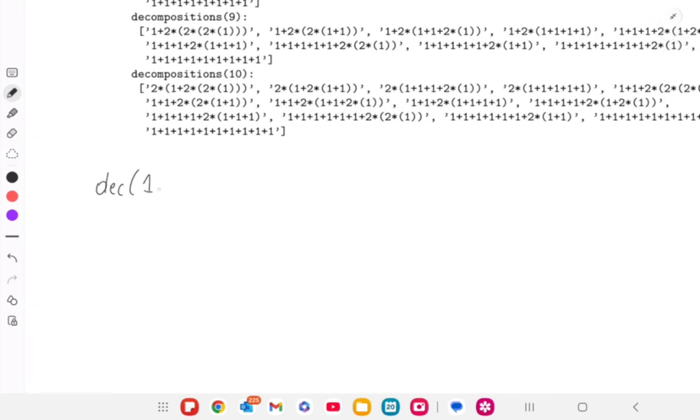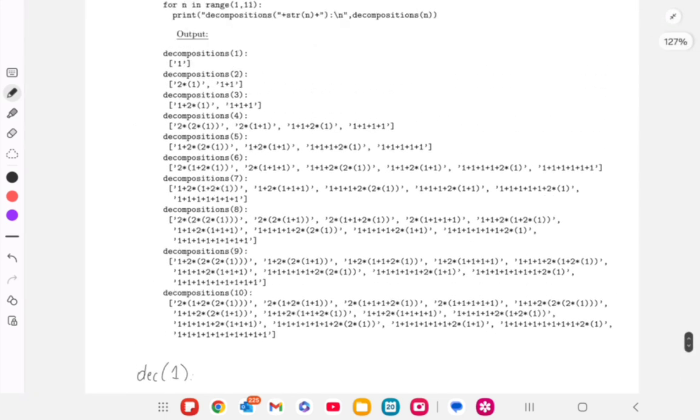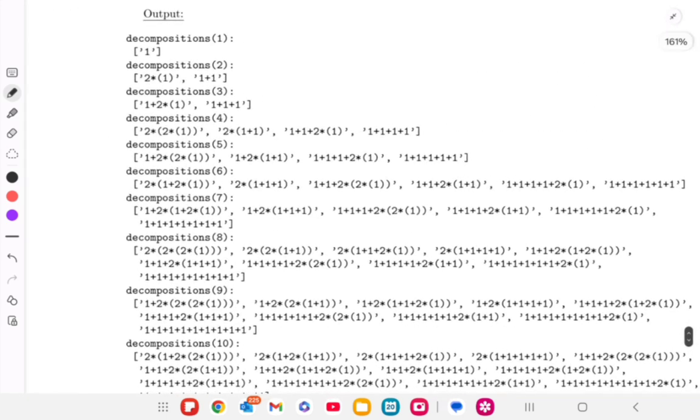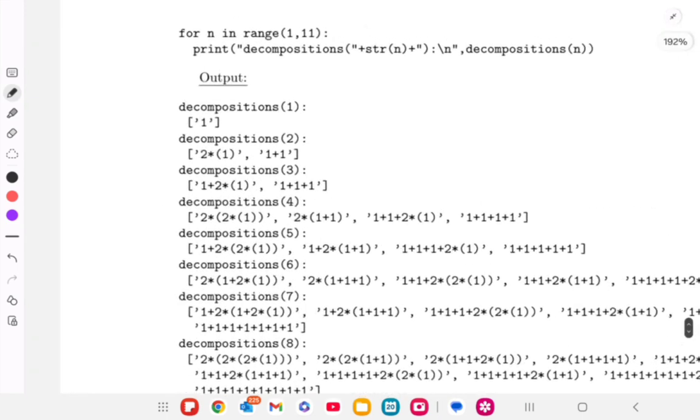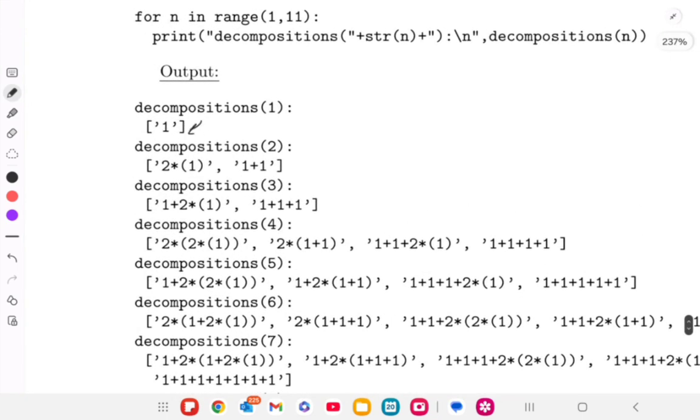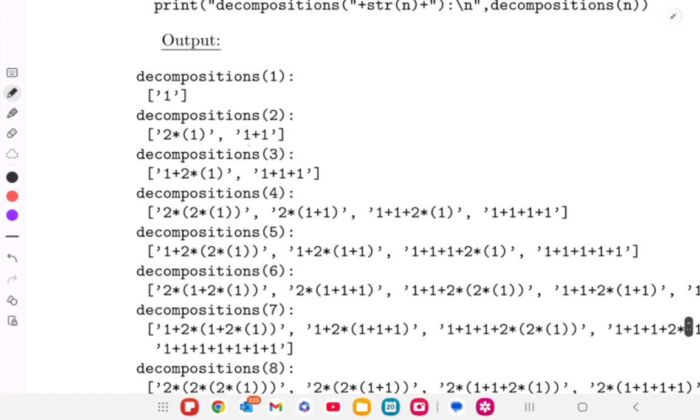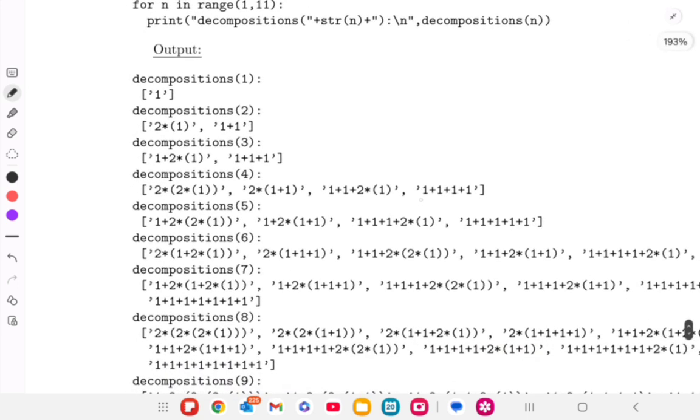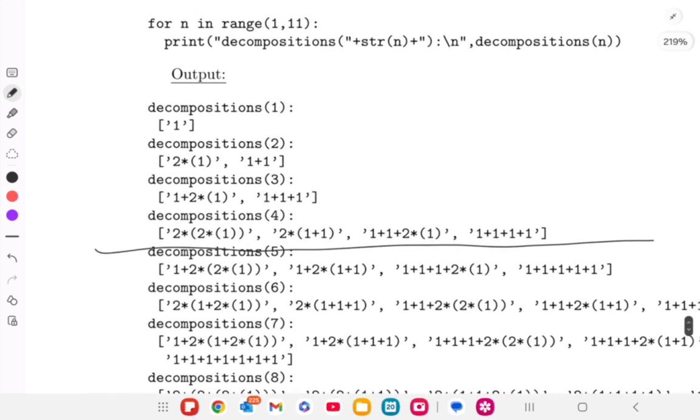So let's see decompositions of 1, which is given here. Actually, here it gives us examples, so it's very handy, right? We have only 1, fine. Decompositions of 2, we have 1 plus 1 and 2 times 1. Decompositions of 3, we have 1 plus 1 plus 1, 1 plus 2 times 1. Decompositions of 4, we have 1 plus 1 plus 1 plus 1, 1 plus 1 plus 2 times 1, and so on. So let's say we stop here, right? We don't have much time for examples, but enough is enough.